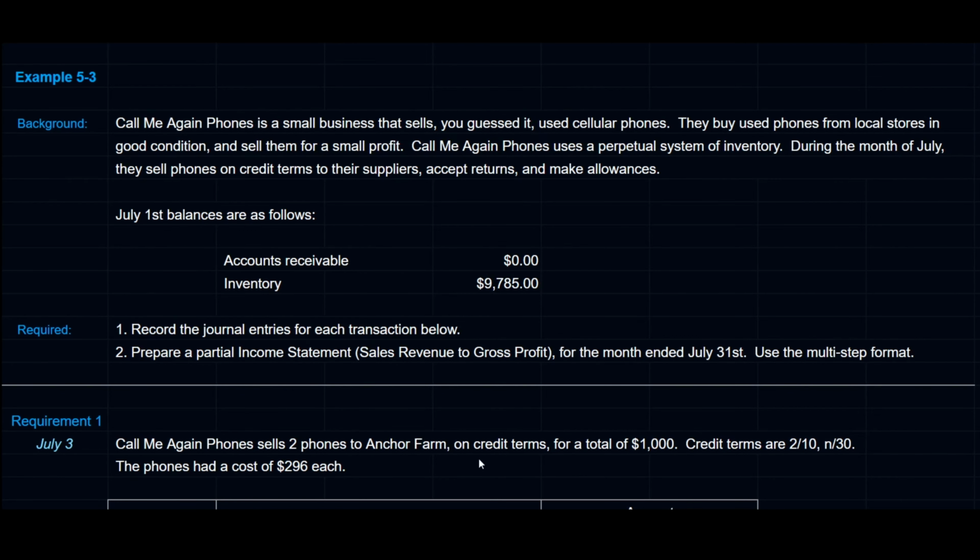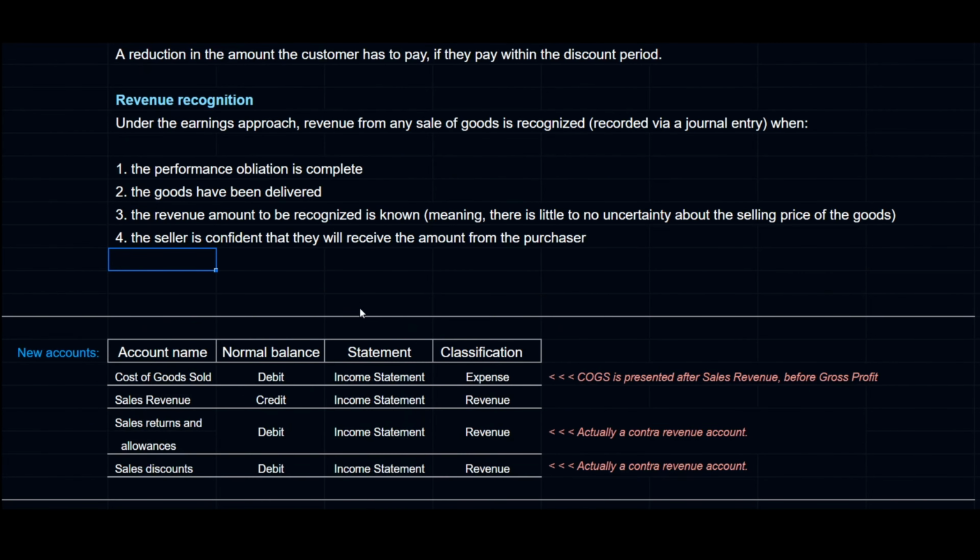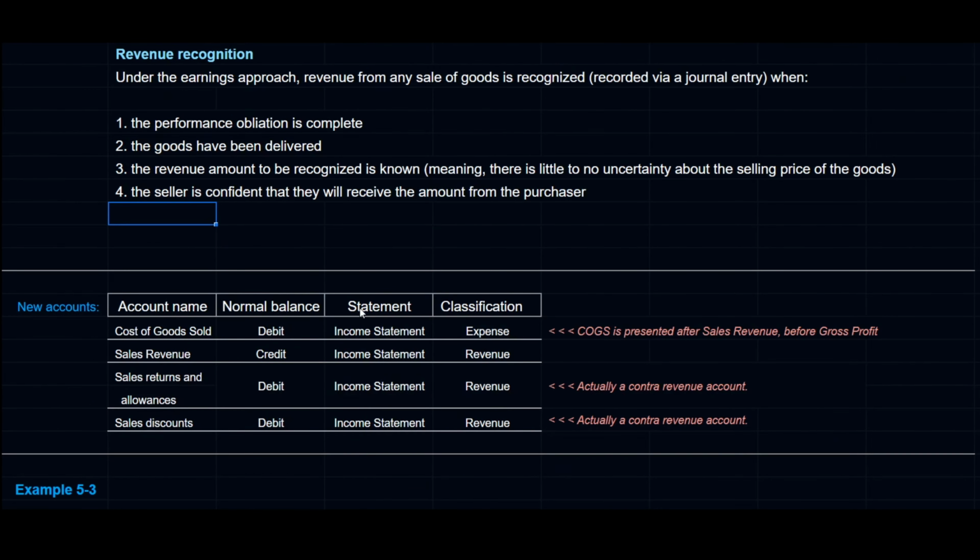This is example 5-3. Before we get into the example, I'd like to take a few minutes to talk about revenue recognition. We have some notes in this spreadsheet, a whole bunch of them, and near the end of the notes section, you'll see a subtitle called Revenue Recognition. I'd like to point out that under the earnings approach, revenue from any sale of goods is recognized, and that means we're going to record it via a journal entry into the accounting system. That's the best way to think of the word recognized at this beginning stage of learning accounting.